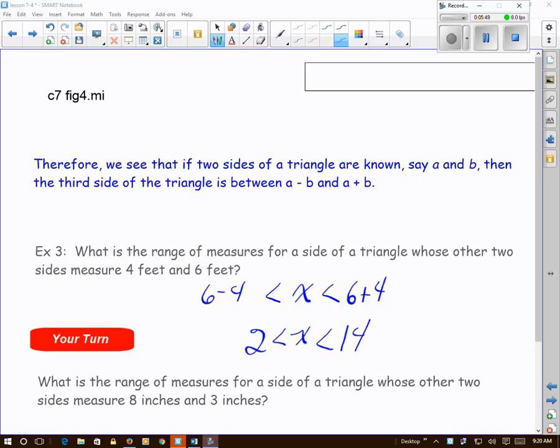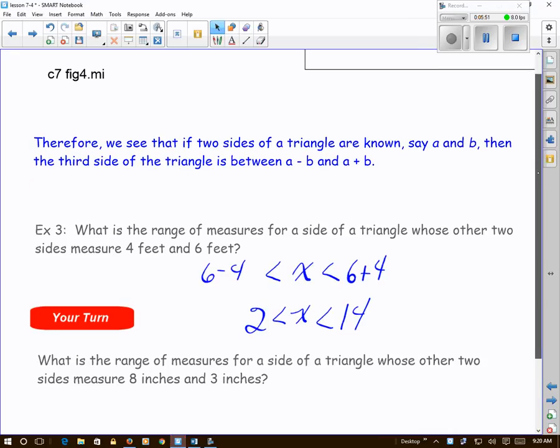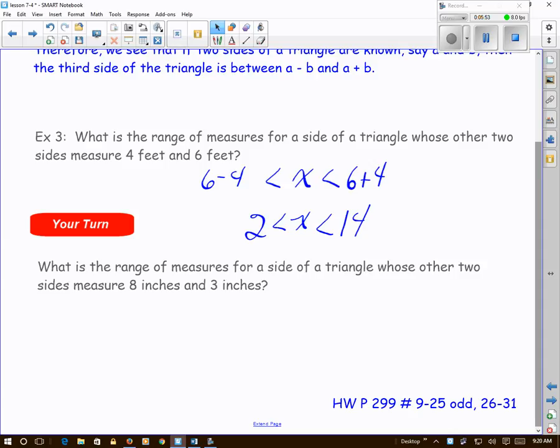So we're just always going to take those two known sides. On the left side, subtract them. On the right side, add them. We know the side length that we want is between those two values. Try the your turn problem.